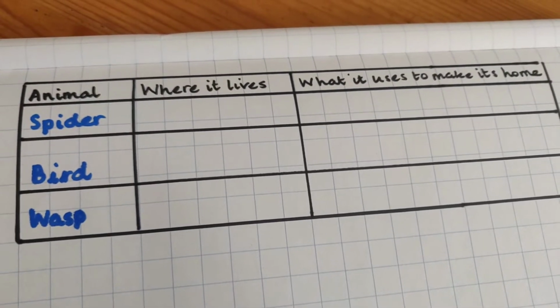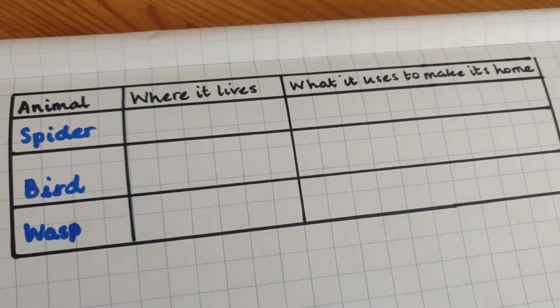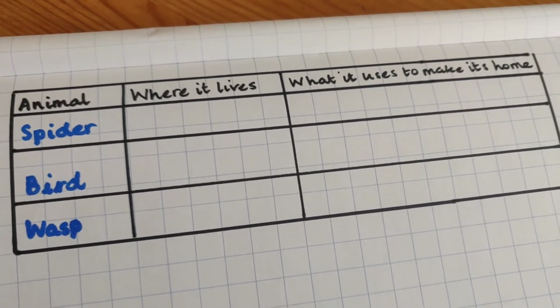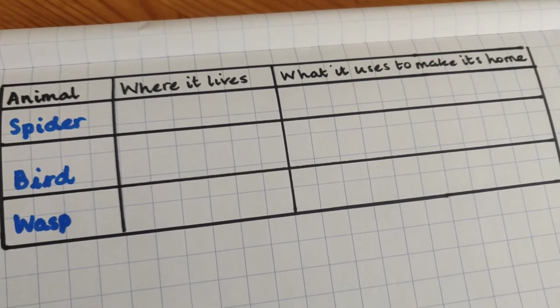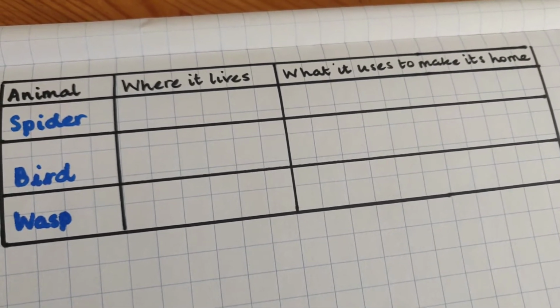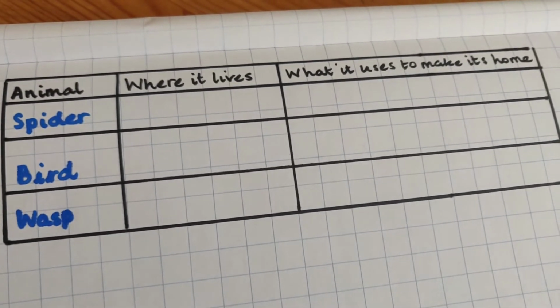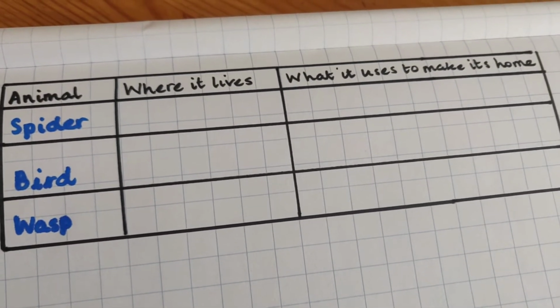Hello everyone, this video is for Year 2, Week 8 and for reading comprehension. In this lesson we're going to be looking at how we can take information from a non-fiction text and put it into different formats such as a table. So we're going to start today.